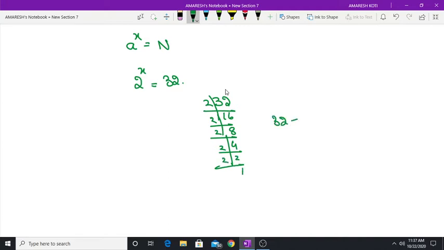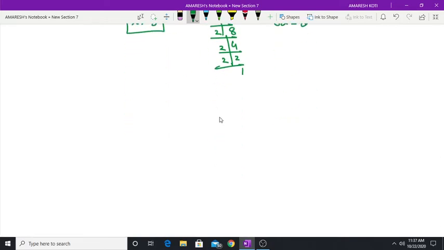So 32 equals 2 power 5, counting 1, 2, 3, 4, 5. So x equals 5. We got it. So let's do the second sum.